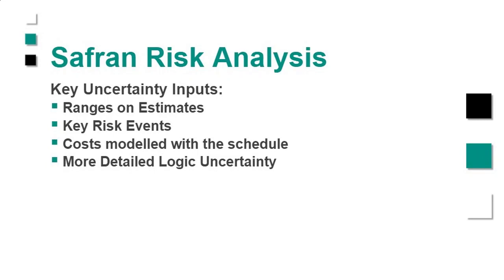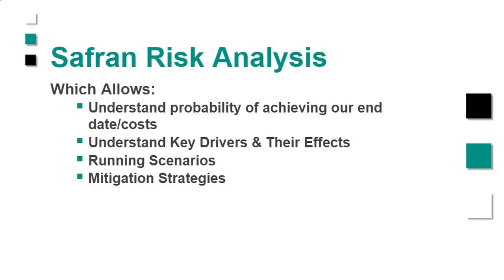So the tool we're going to talk about today allows you to do all of these things, and that's Safran Risk Analysis. It allows us to put our risks and uncertainties in on both our schedule and our cost model, and then it allows us to link the two together. So it allows us to build that combined model. So at the end of the day, it helps us understand our trade-offs between dates and costs. It helps us understand the key drivers and the things that are actually impacting the project so the project team can get ahead of those things and have a better likelihood of being on time and on budget.